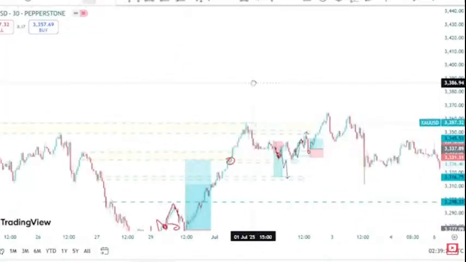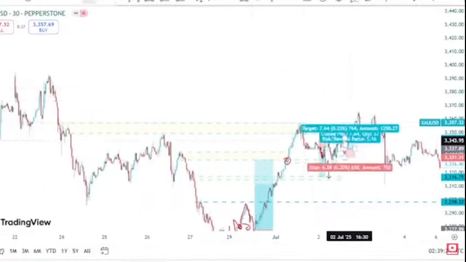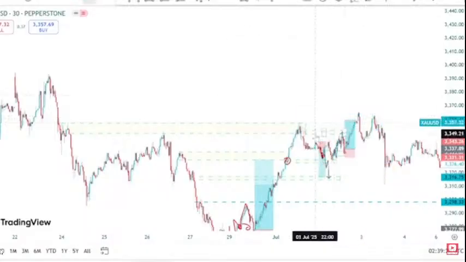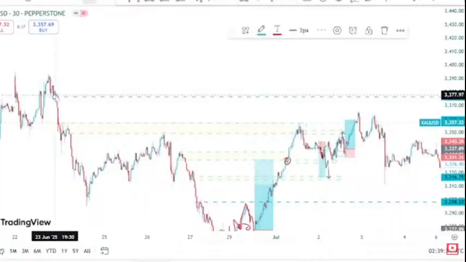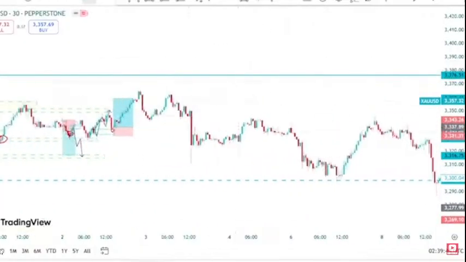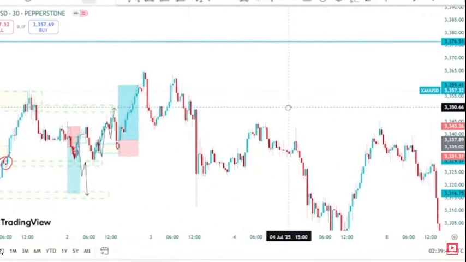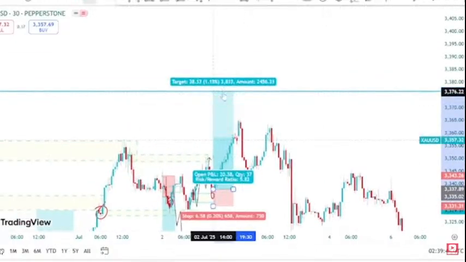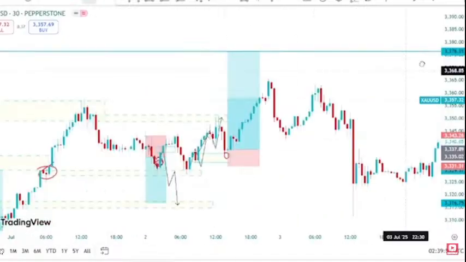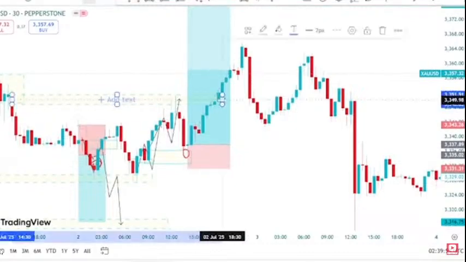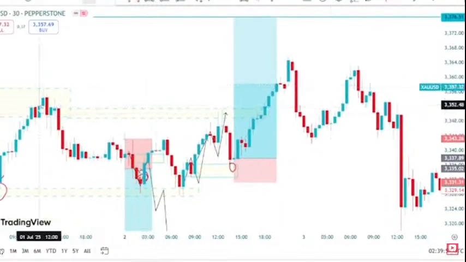Okay, so moving from this area, our first TP was from the previous supply, this one, and then we had the target from this area, this one. Okay, so that was the target, 3376. That was the target. Then what happened? The market respected our entry. Then we moved up, breaking the previous high, this one.